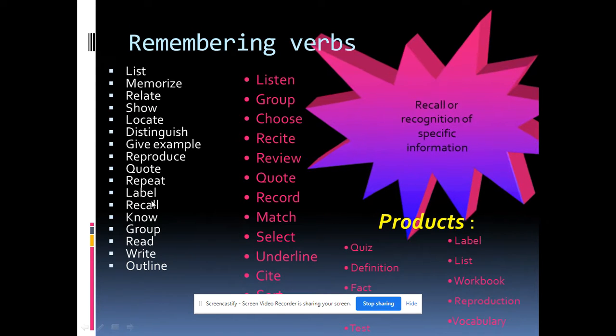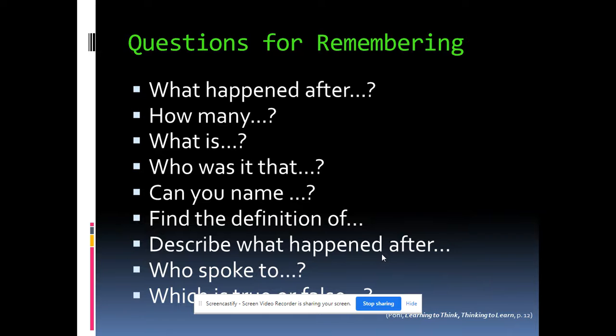So these are some verbs which you can use to frame the objectives, like list, memorize, relate, show, etc. And you can use products such as quiz, definition, list, workbook, reproduction, vocabulary.